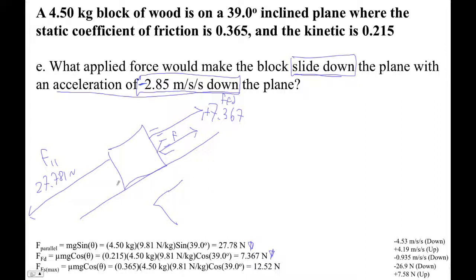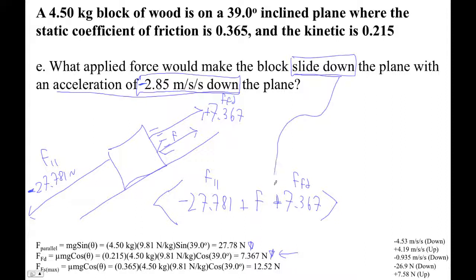Okay, so our expression now is parallel force down the plane, plus an unknown force, we don't know which way that is, plus 7.367. So this is our force parallel. It always is down the plane. Unknown force, just say plus F. And then our dynamic friction force, which we got right here. This is up the plane because we're sliding down the plane. Okay? And now we're set.